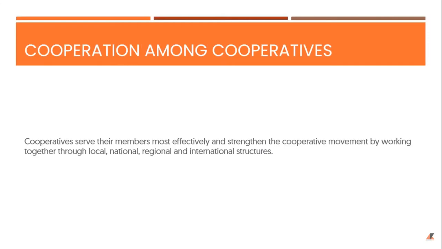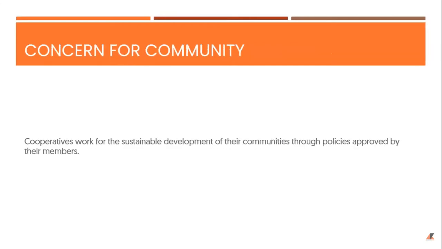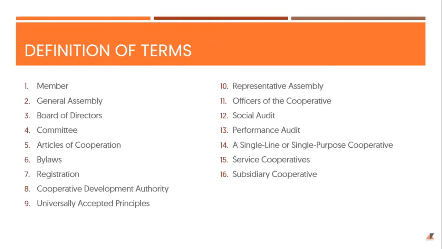So meaning, every time na meron tayong mga event, for example, yung cooperative, kailangan natin mag-cooperate as a member. And we have the responsibility to do so as being a member of the cooperative. And lastly, the concern for the community. Cooperatives work for the sustainable development of their communities through policies approved by their members. Okay? So yun po yung mga different generally accepted or universally accepted principles of cooperation.